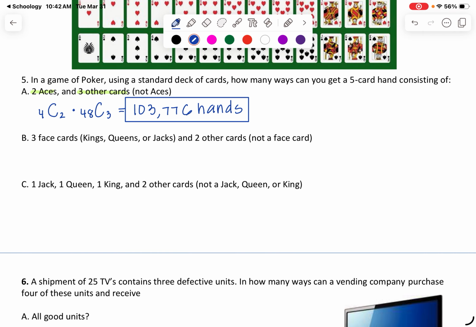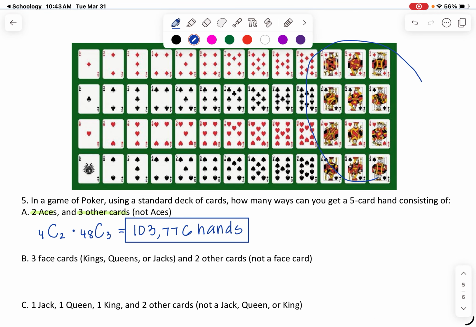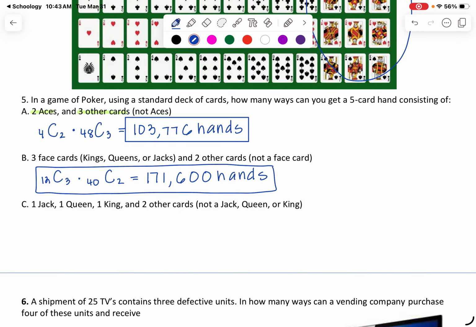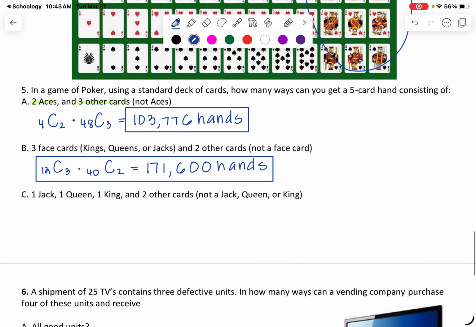All right, 3 face cards, which is just the jack, queen, and king. These are your face cards right here. So how many different ways are there to get 3 face cards? If you look, there's 12 of them, so 12 choose 3, and 2 other cards. Not including those 12, 52 minus 12 is 40, so we have 40 left over, and you're choosing 2 more because you need 5 cards total. Put that in your calculator and you get 171,600 hands that have 3 face cards. Not 3 of the same face cards, just 3 face cards, period.